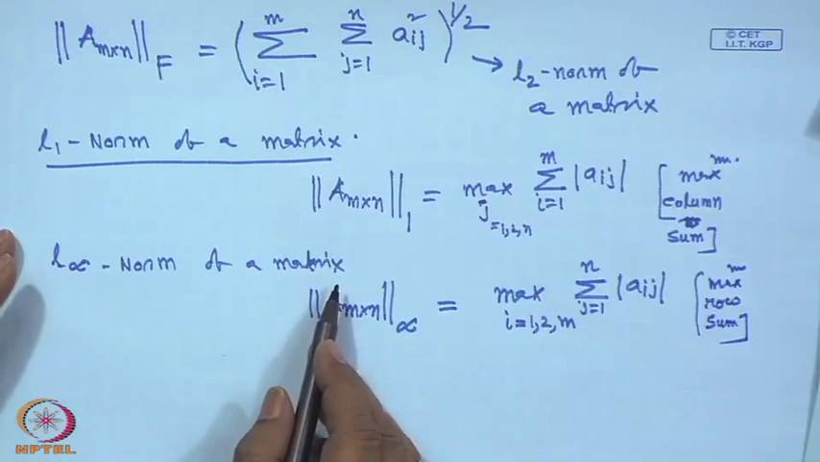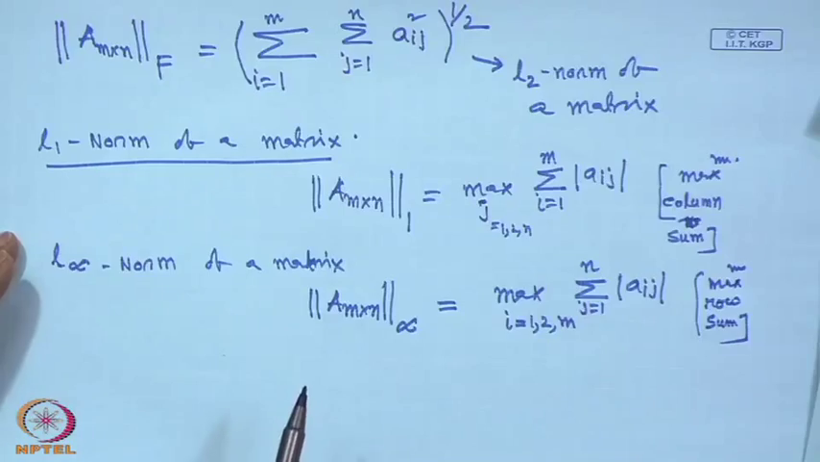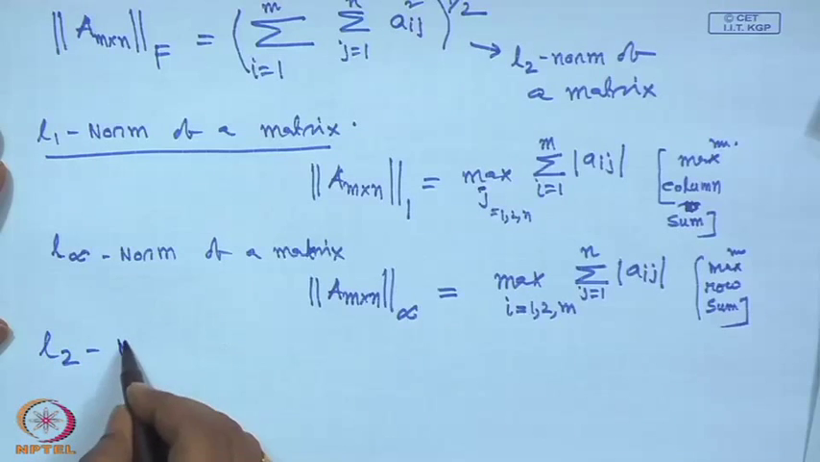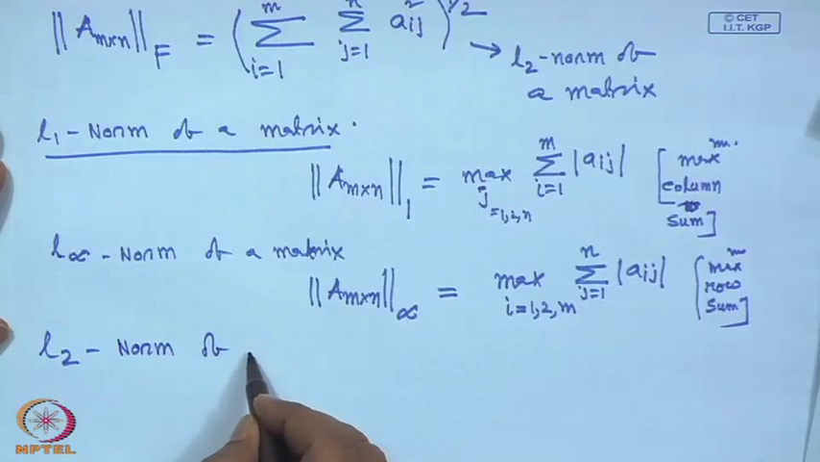This has a similarity with the L infinity norm of a vector. What is the L infinity norm of a vector telling? You take the absolute value of all the elements, agree? Then you pick the element with the maximum absolute value; that is the L infinity norm of a vector. Agree? Similarly, here also, row wise you take the absolute sum, and out of these, whichever is maximum is the L infinity norm of a matrix. So, next is the L2 norm of a matrix.